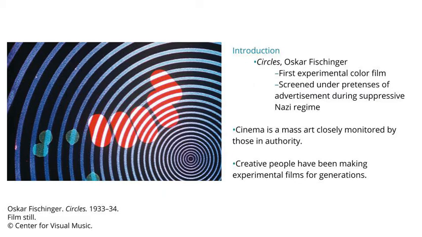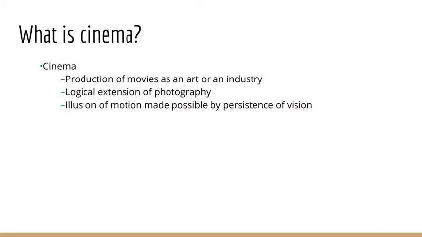And just talking about cinema in general, cinema is a mass art closely monitored by those in authority, as you can see based on the Nazi regime monitoring cinema. Also, creative people have been making experimental films for generations. So, what is cinema? Today we're going to be talking about cinema, but we're also going to be talking about just digital arts in general. But let's start with cinema.